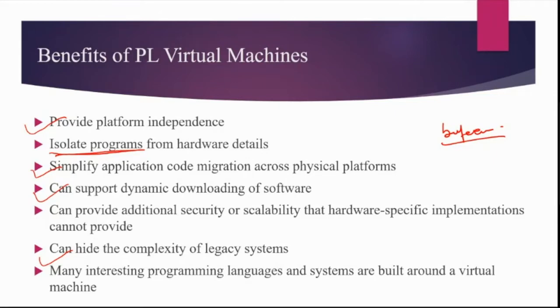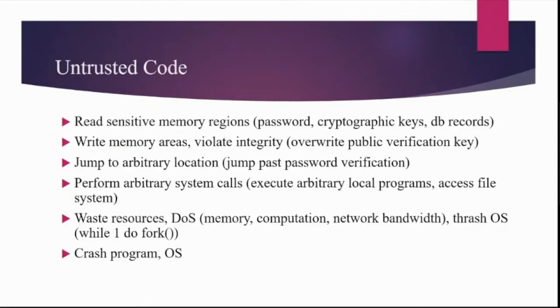Now let me tell you about the effect of untrusted code. Suppose you have an untrusted code, what it can do is mainly hamper your memory regions, which is a very important part. So memory regions are hampered. There could be a read operation, a write operation, or a jump operation on some sensitive memory regions.